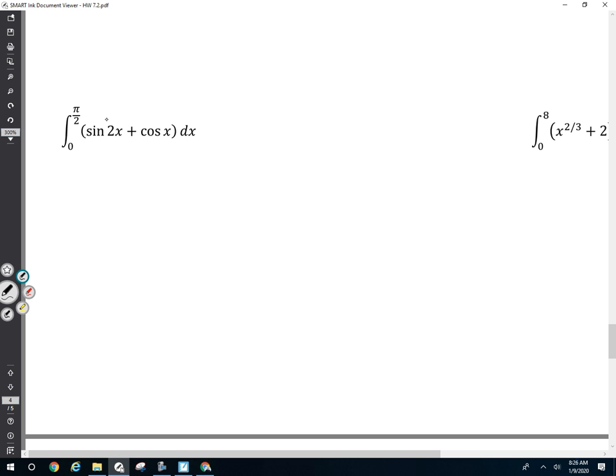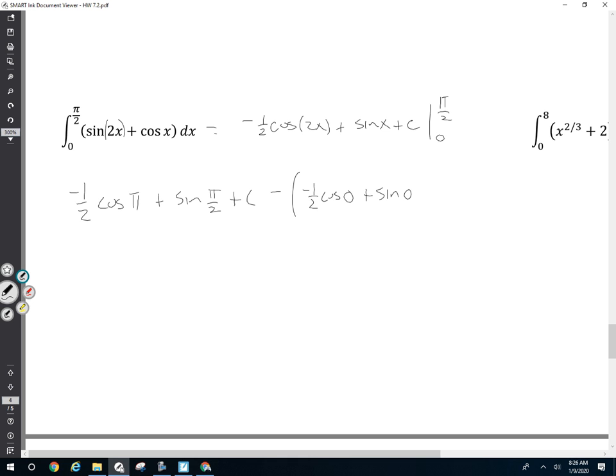A couple more. This is sine of 2x plus cosine of x. The antiderivative of sine is negative cosine. But I'm not going to forget the 1/2, which is the reciprocal of the coefficient of x when I'm taking an antiderivative. Sine x has antiderivative negative cos x. From 0 to pi over 2, let's do a little bit of work here. I'll have negative 1/2 cosine of 2x plus sine x plus c, so negative 1/2 cosine of pi plus sine pi over 2 plus c, minus negative 1/2 cosine 0 plus sine 0 plus c.